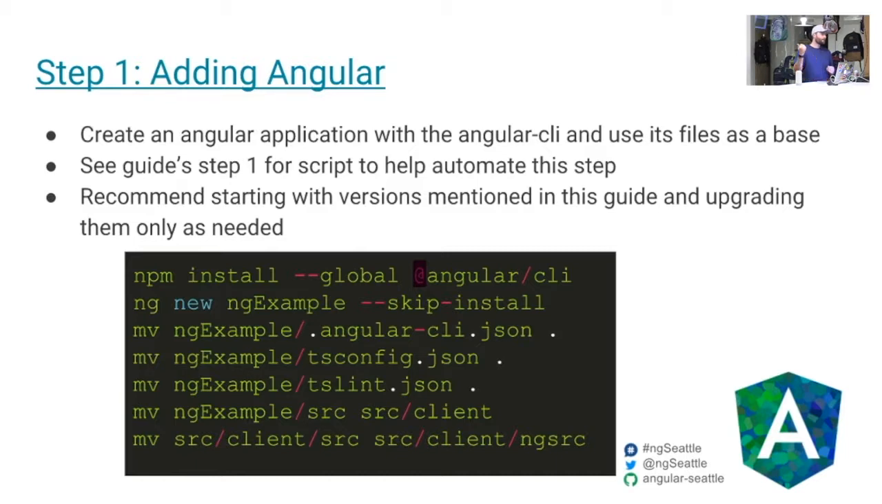So the main files you're going to need is the angular-cli.json file. This is basically the configuration file for the Angular CLI for when you use the ng command line. The tsconfig.json is the base TypeScript configuration file. It basically tells TypeScript where stuff is and what to do. tslint.json is your linter for TypeScript. The source directory, we're going to move into our AngularJS application next to our AngularJS source code, and I'm just going to rename it to ngSource to differentiate it.